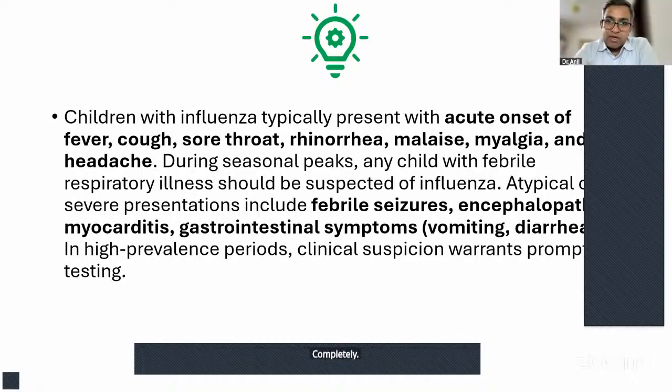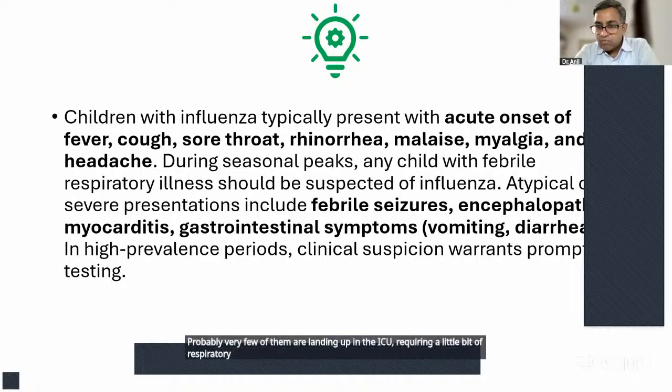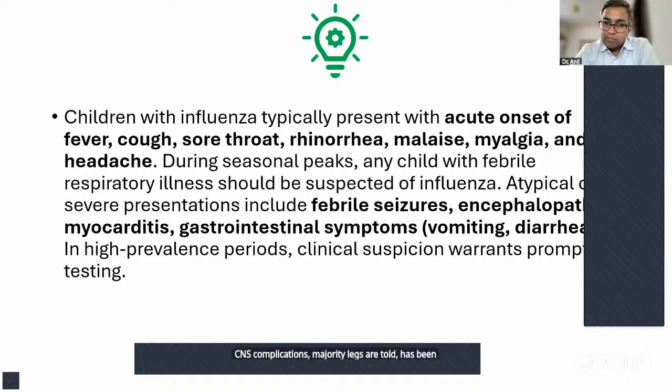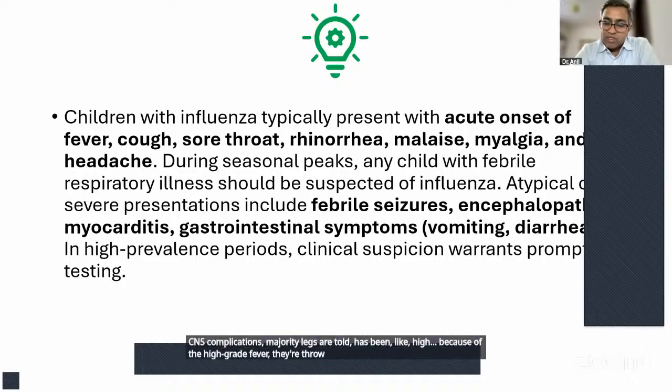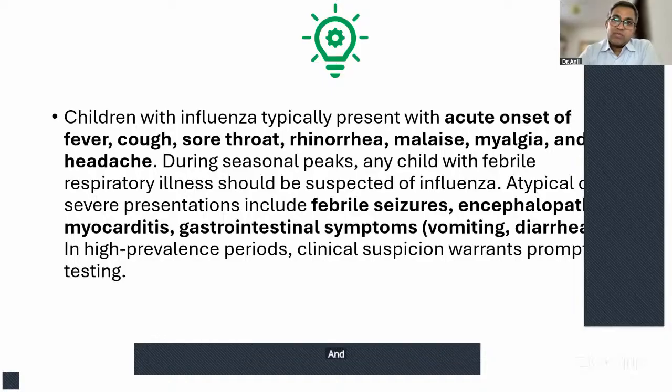Yes, sir. The majority we are getting right now are the respiratory kind. Very few of them are landing up in the ICU requiring a little bit of respiratory support, and a few of them with progressive illness are landing with CNS complications. CNS complications, as sir told, are majority because of the high grade fever. They have febrile seizures, and a few of them land with encephalopathy, the blanket diagnosis of acute febrile encephalopathy, which is managed. In such a situation, in this epidemic going on, we should have oseltamivir as one of the blanket treatments for these children presenting with acute febrile encephalopathy.